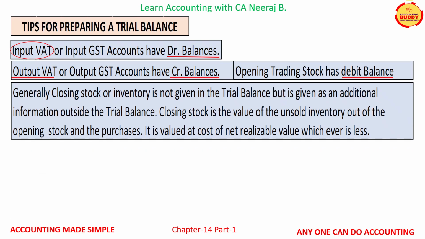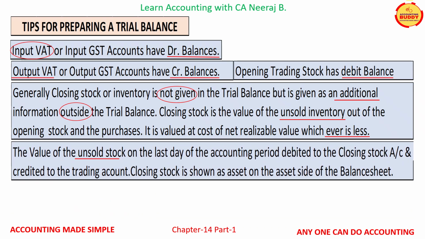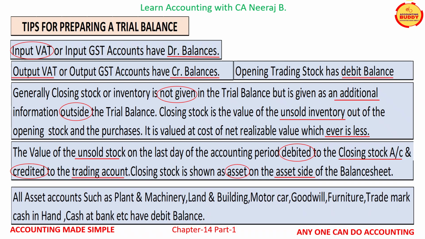Generally, closing stock or the inventory is not given in the trial balance, but it is given as an additional information outside the trial balance. Closing stock is the value of the unsold inventory out of the opening stock and the purchases. It is valued at cost or net realizable value, whichever is less. The value of the unsold stock on the last day of the accounting period is debited to the closing stock account and credited to the trading account. Closing stock is shown as asset on the asset side of the balance sheet.